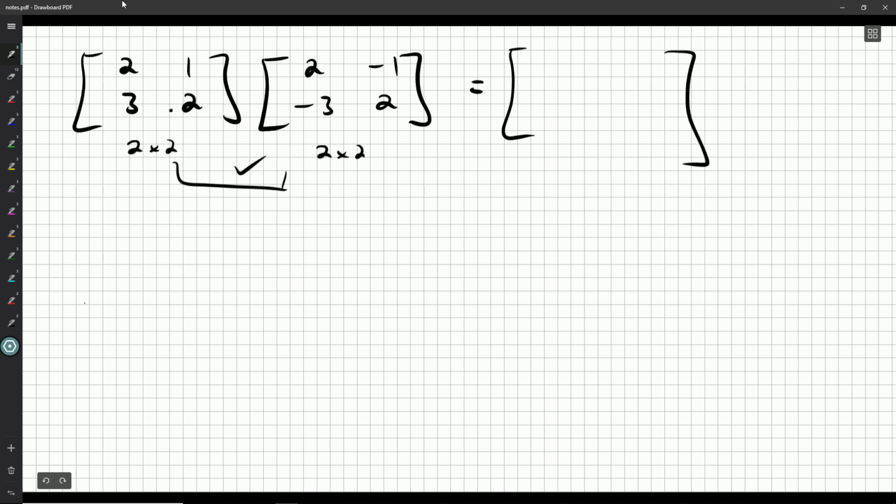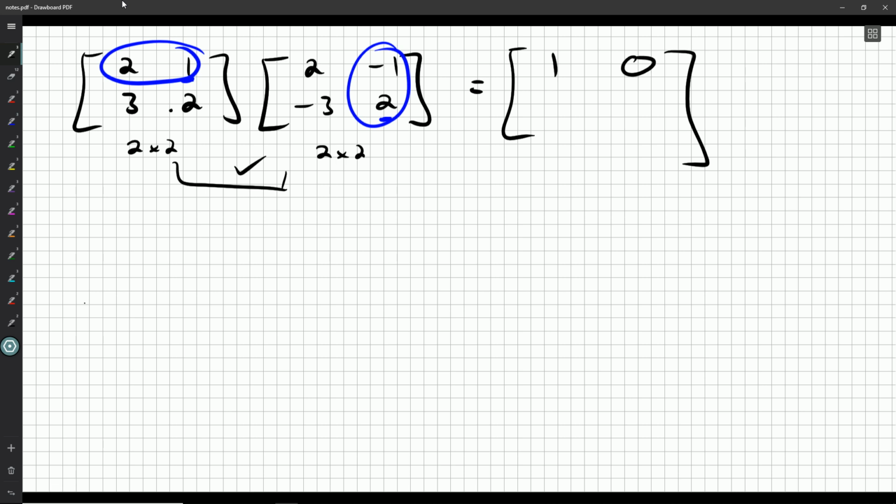So we make space for a 2 by 2 matrix. And then we say, okay, first row dotted with first column. So that's going to be 2 times 2 plus 1 times -3. So that's 4 minus 3. That's a 1. So now let's do first row, second column. 2 times -1 is -2, plus 1 times 2 is 2. So -2 plus 2 is going to be 0.